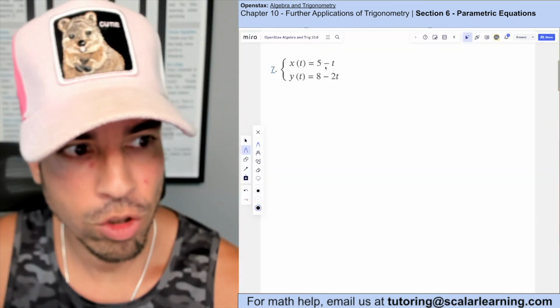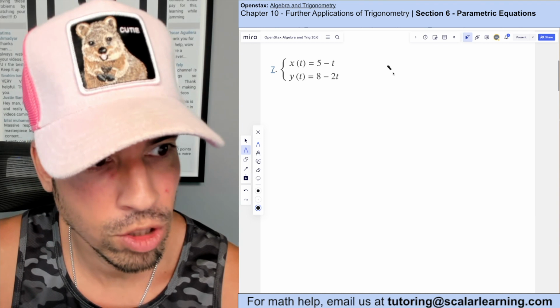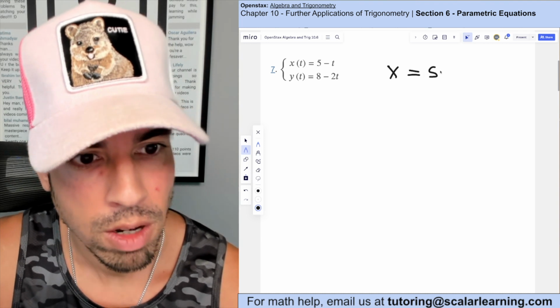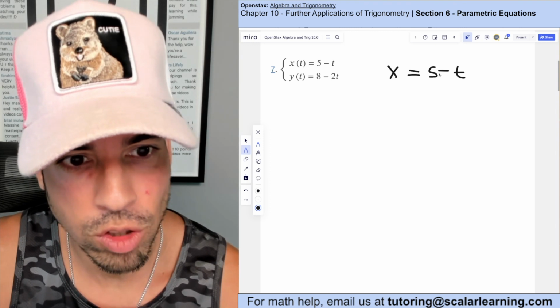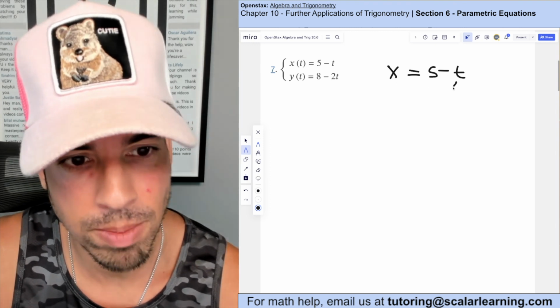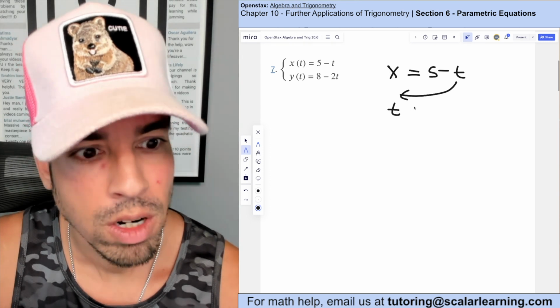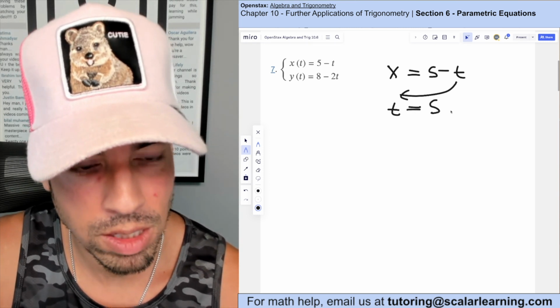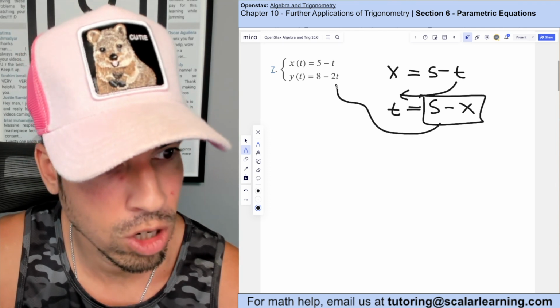For this one, we're trying to remove that t variable. So we're going to do a little substitution. Since I know that x equals 5 minus t, I'm going to isolate t. I'm going to add t to the left side, and then I'm going to simultaneously subtract x from both sides. So it's going to be t equals 5 minus x. Then I'm going to take this and plug and chug in here.